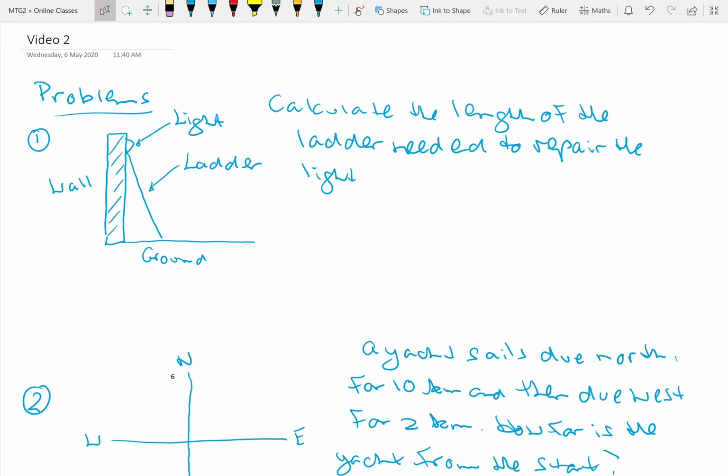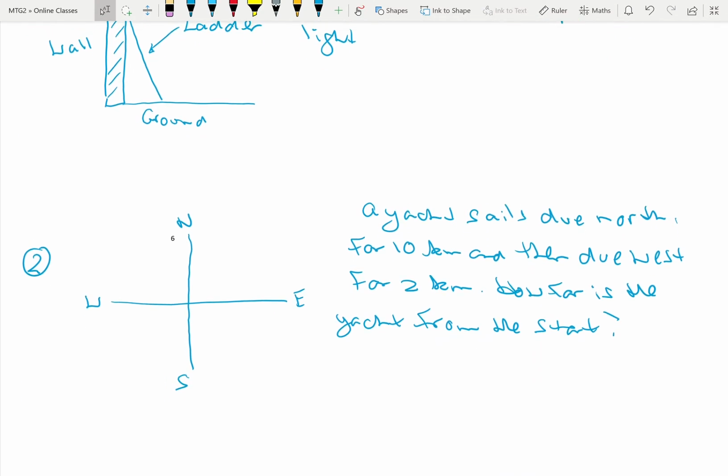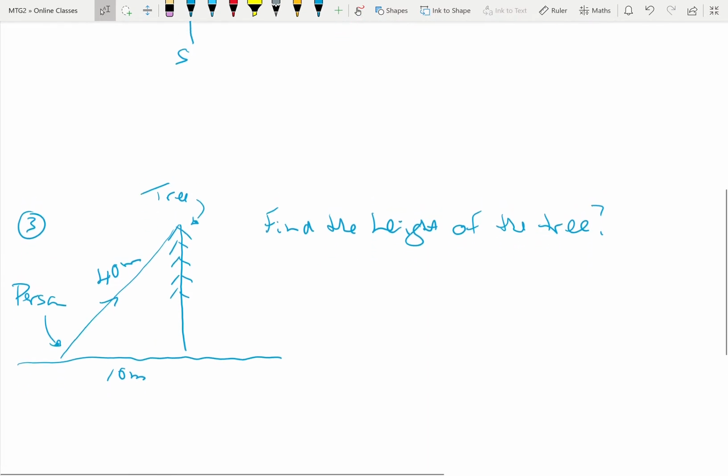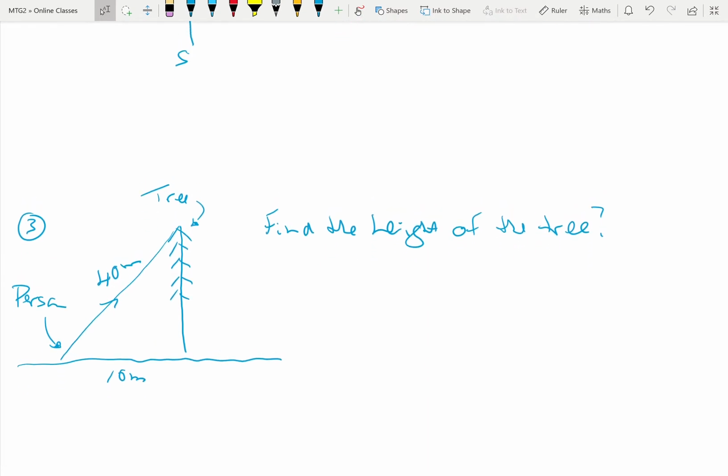Hello. I want to do some problems to do with the application of Pythagoras' theorem. And I've got three problems here. One is a ladder against a wall. We're trying to find the length of the ladder. The second is a yacht which sails in a direction north and then due west. And the third one is a person looking up at the top of a tree trying to work out the height of the tree.